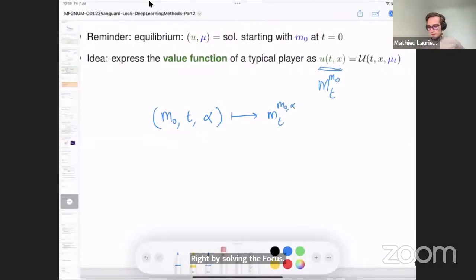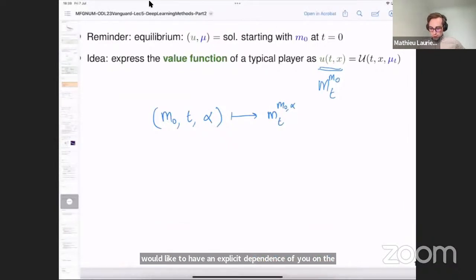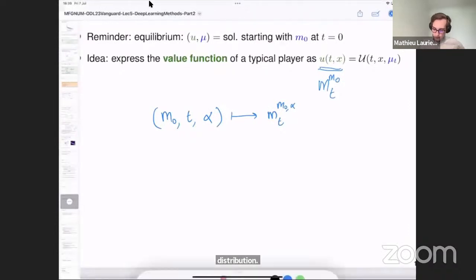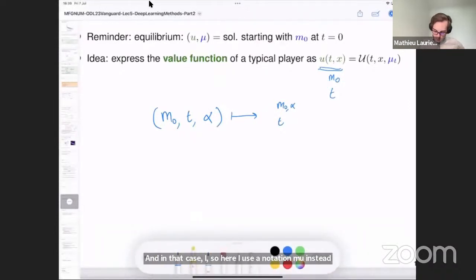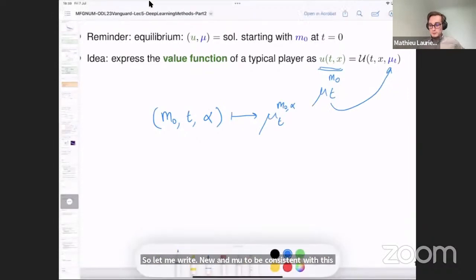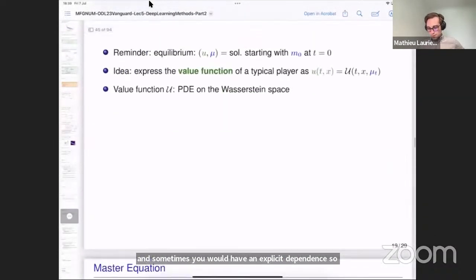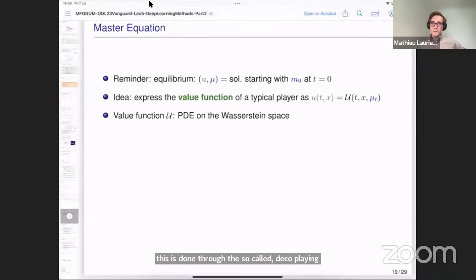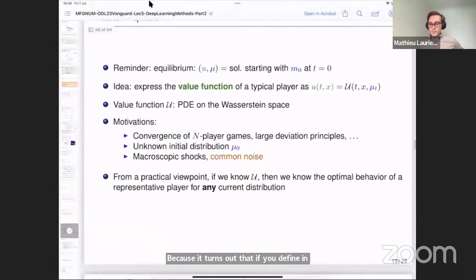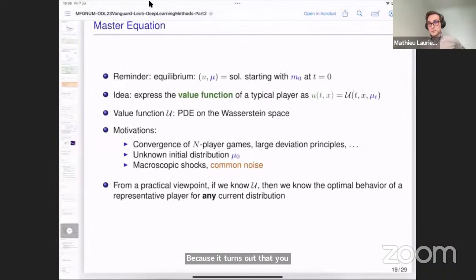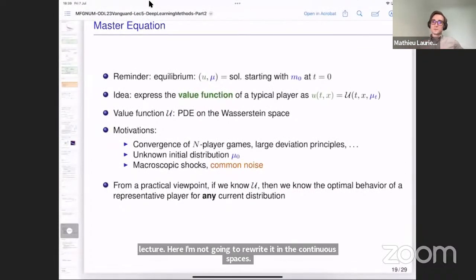But maybe in some cases, I would like to have an explicit dependence of U on the distribution. And in that case, here I use a notation mu instead of M, sorry. So let me write mu to be consistent with this. And sometimes you would have an explicit dependence. So this is done through the so-called decoupling field or the solution to the master equation. Because it turns out that this U defined in this way satisfies a PDE, but it's a PDE on the Wasserstein space of probability measures. So it's quite complicated. I presented it in the first lecture. Here, I'm not going to rewrite it in the continuous space case. I'm going to write it in the discrete space case.